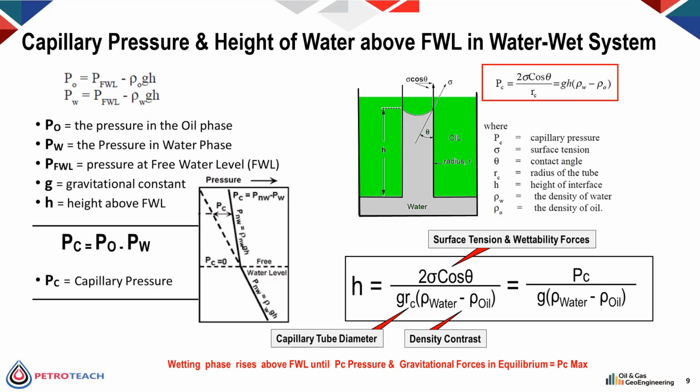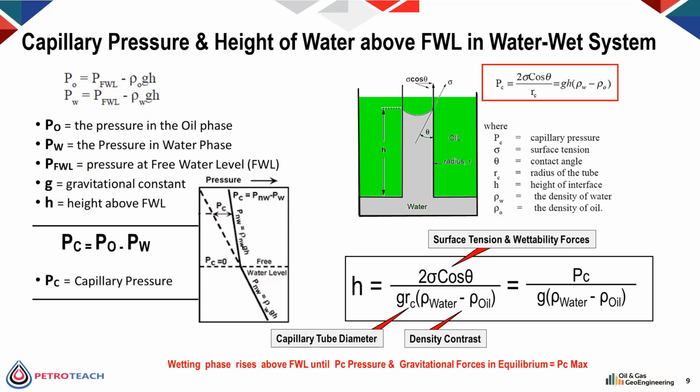But as you're going above the free water level, you can see that the pressure in the oil phase is slightly higher than the water, and that's why you've got this capillary pressure, which allows the water to go up the tube, but to a certain height only, which is once again depending on getting equilibrium.